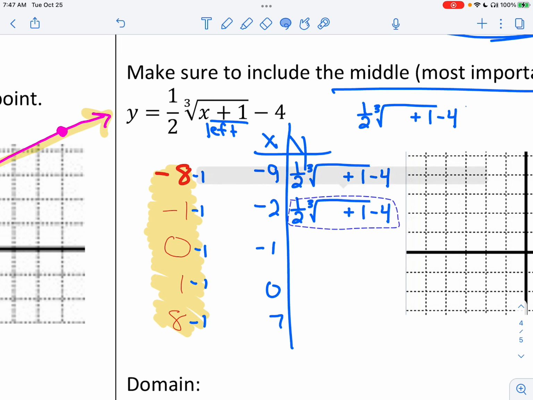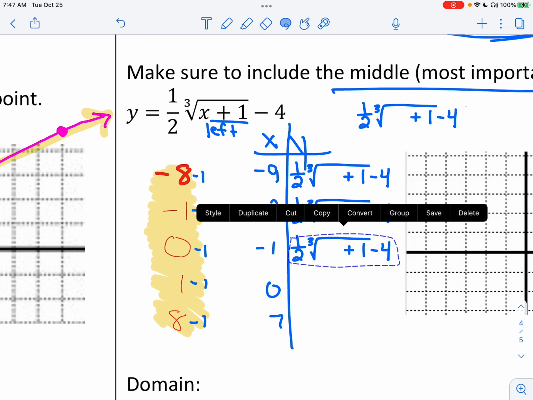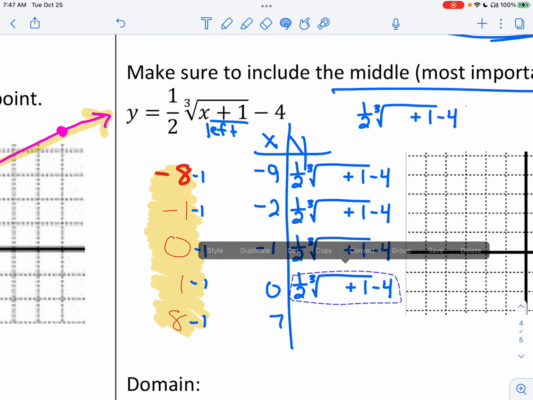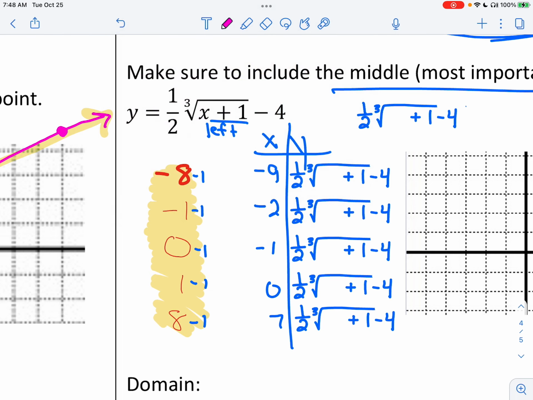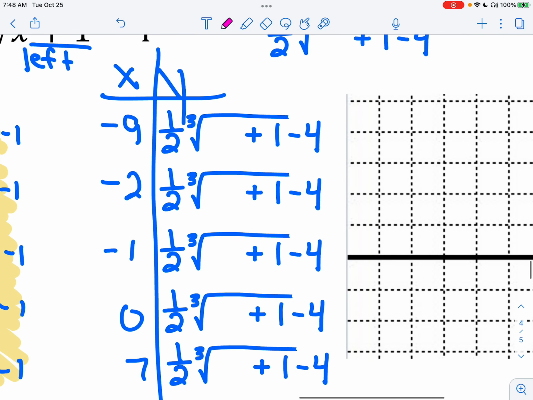We should probably mathematically be at the steps now where we can plug these in our head. If you need to use your y equals in your calculator, that's absolutely a tool that you can use. But I'm going to plug these in using the algebra skills that I have. So I'm going to put in -9, then I'll put in -2, -1, 0, and 7.